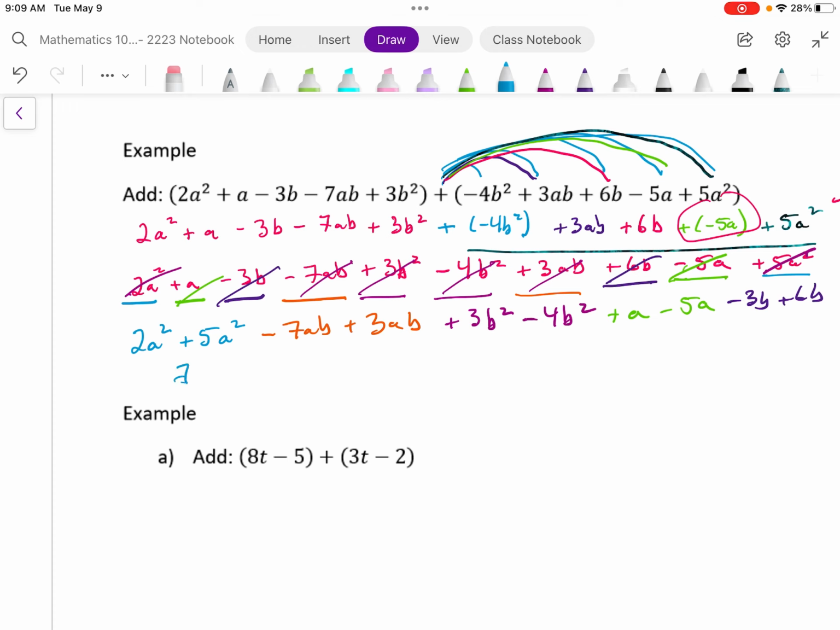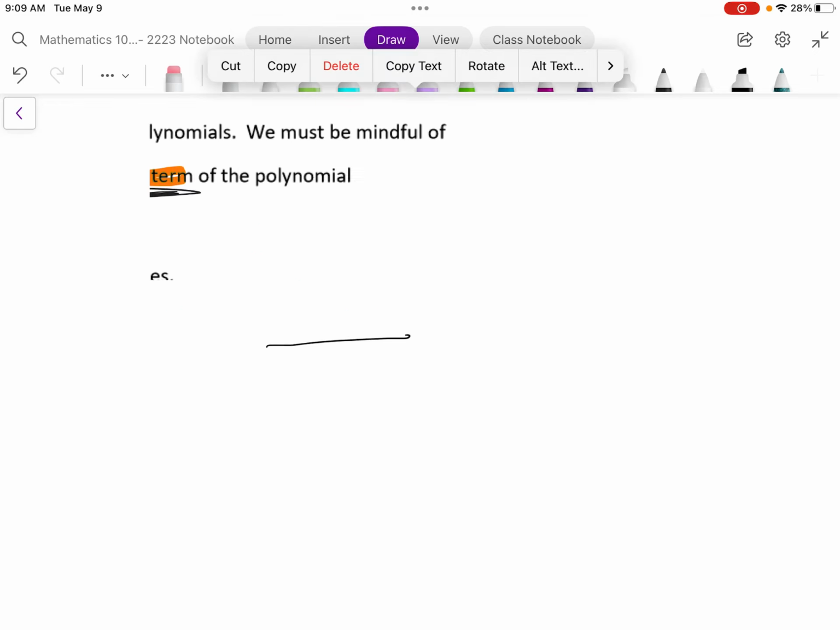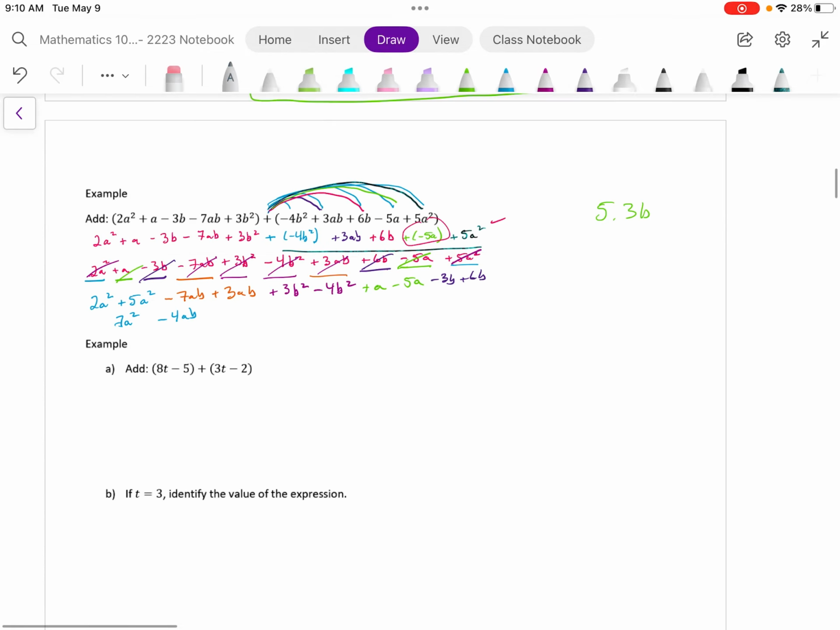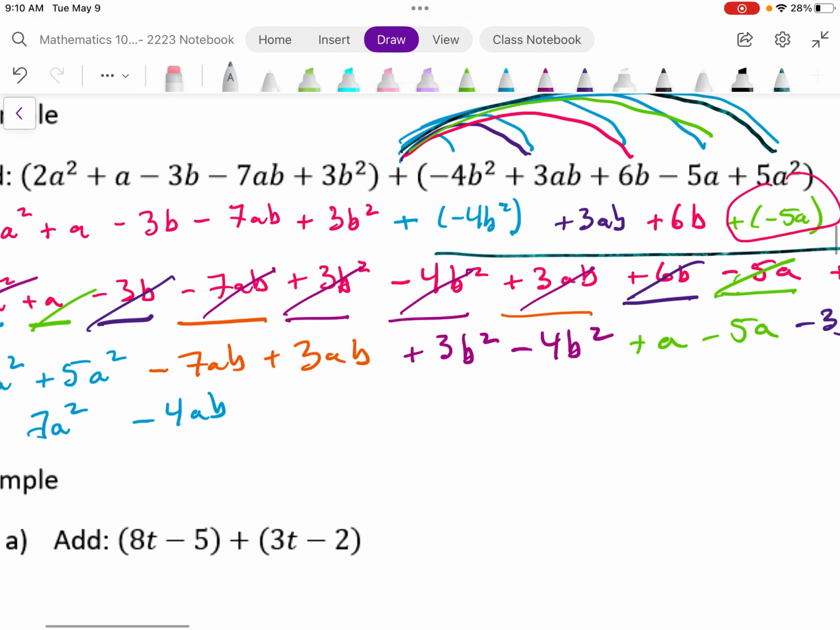Anyways, 2a squared plus 5a squared is 7a squared. Minus 3ab, minus 7ab plus 3ab is minus 4ab. Now I'm going to move on to positive 3b squared minus 4b squared, and that is going to be negative b squared. 3 minus 4 is negative 1b squared.